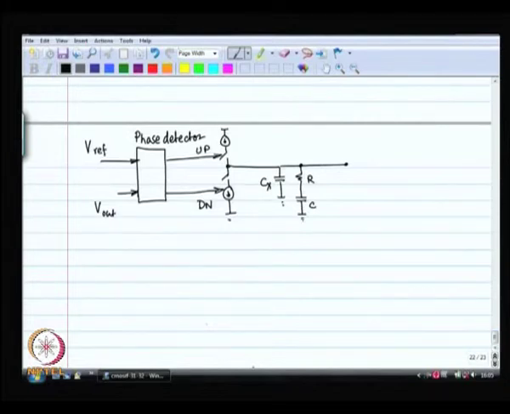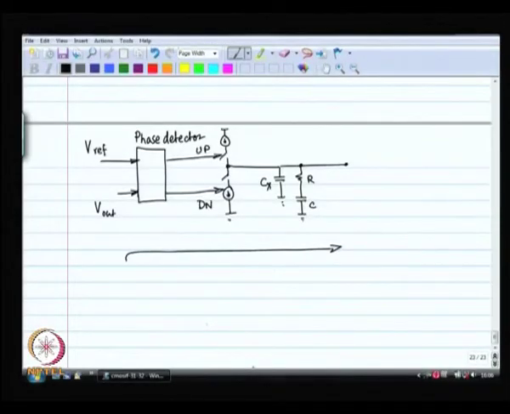Now, what should the value of this loop bandwidth be? Can the loop bandwidth be as high as the oscillation frequency? If it is, then Vref and Vout are changing at the oscillation frequency, and those changes will go right through this entire loop. Think of this entire thing as a filter.